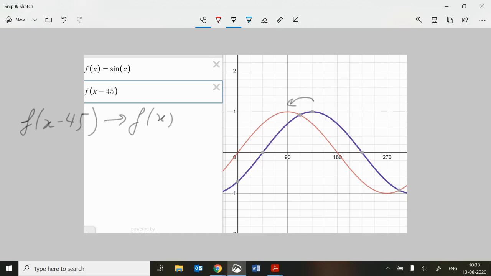We're saying, well, let's take away 45 degrees. Let's move this thing backwards, in order to get to the red graph. So we're saying that this would be a translation by the vector minus 45, 0. And the reasoning behind that again is saying, if we put in, say, 90 degrees for x, then at 90 degrees, we're going to be plotting the value from 45 degrees ago.